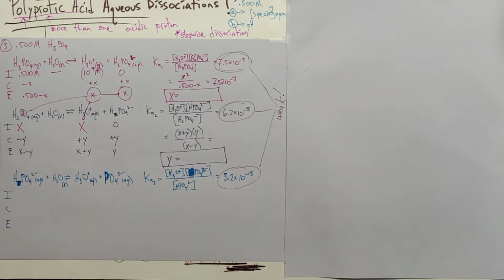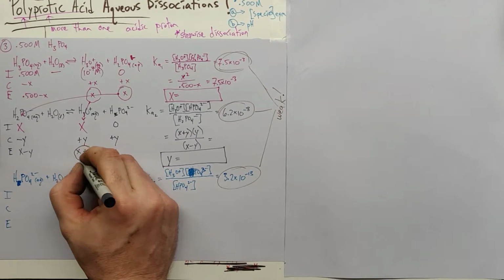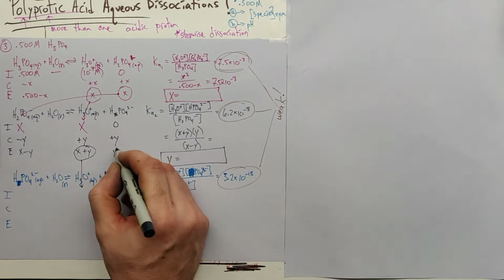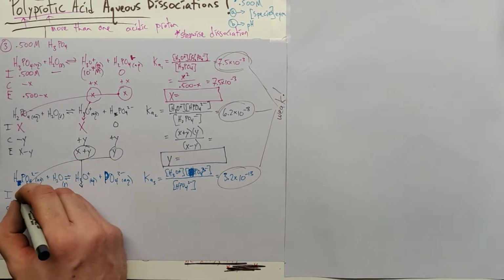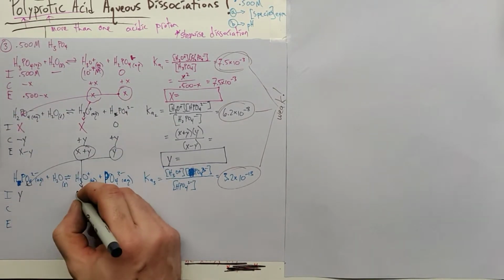All right. We are carrying down these amounts right here. So our H3O plus is getting carried down as x plus y. Our HPO4 2 minus is getting carried down as y. This is a stepwise dissociation, right?